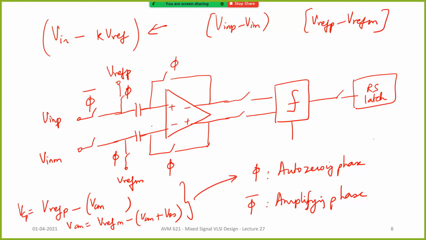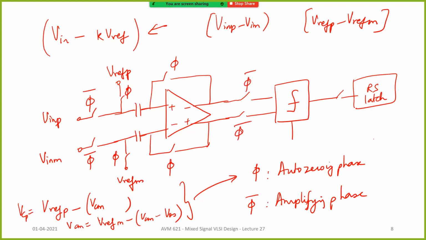Okay, I think it is minus here. Let's think about the polarity. I think the polarity is like this. Yeah. So this would be the amplifier, and this would be the signal. So in the amplifying phase, the VREF and the offset will get subtracted through the capacitor, and this preamp will directly amplify.